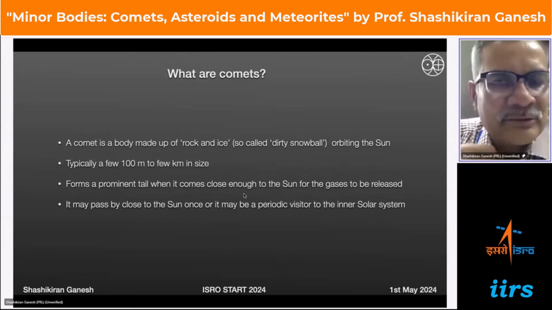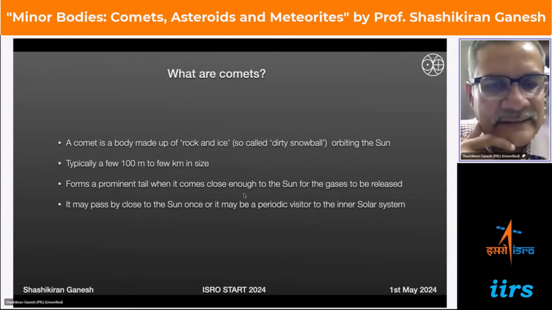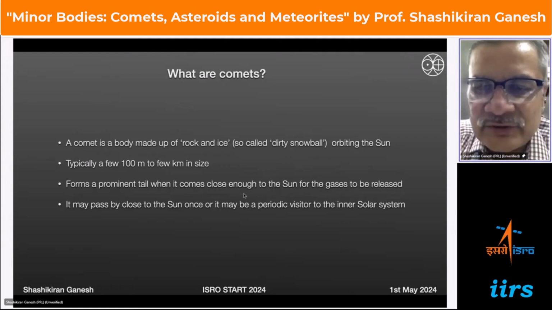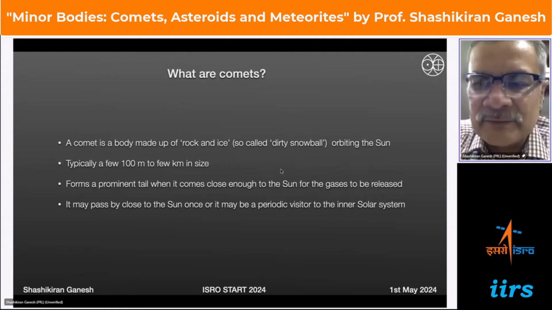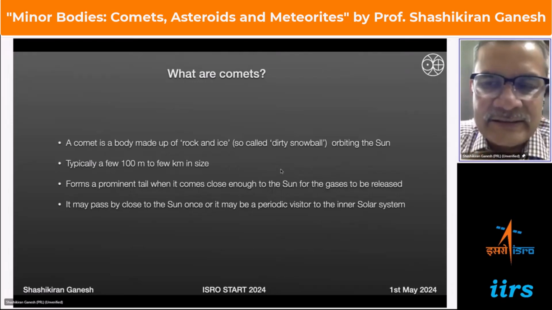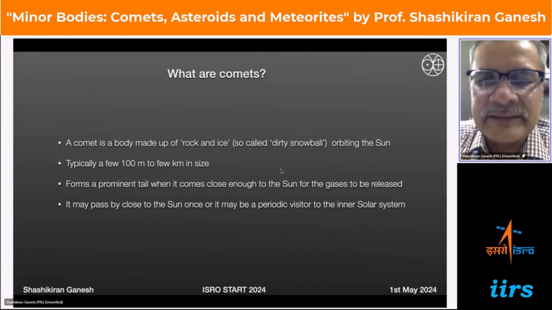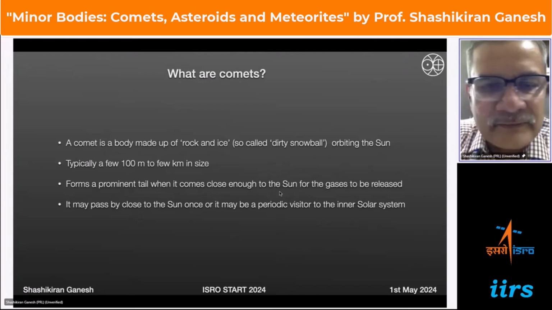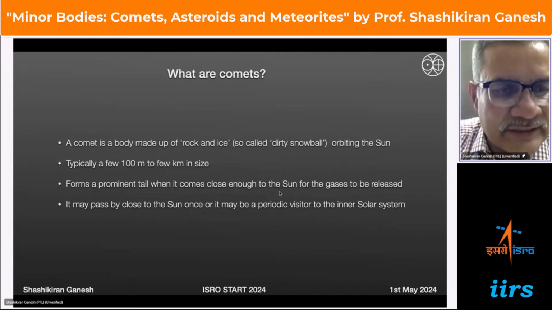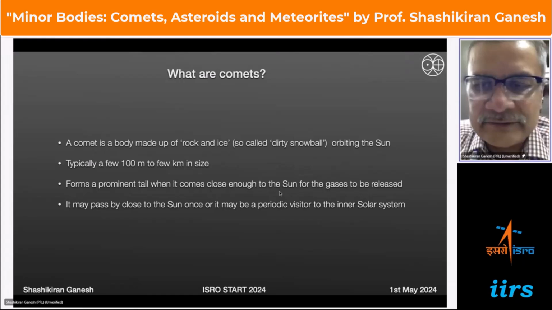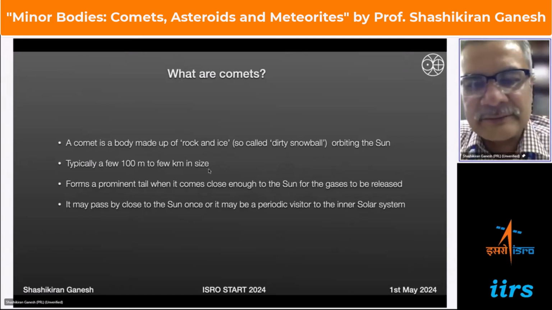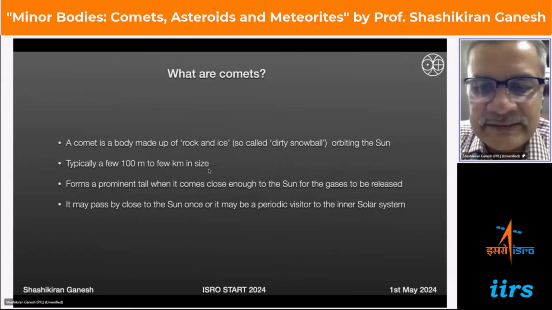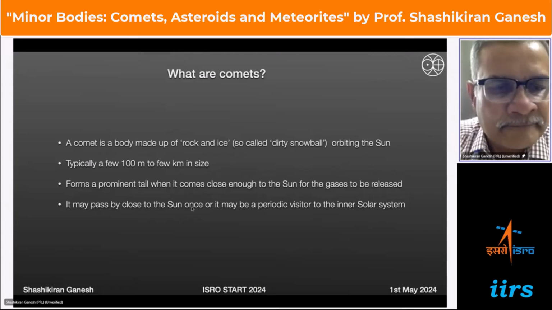So let's come back to what comets are. As I said, they are mostly rock and ice, so-called dirty snowballs, and they orbit the sun, spending most of the time away from the inner solar system as cold bodies without any kind of features. Typically, they are a few hundred meters to a few kilometers in size. Hale-Bopp, for example, was about 40 kilometers, one of the biggest known in recent times.